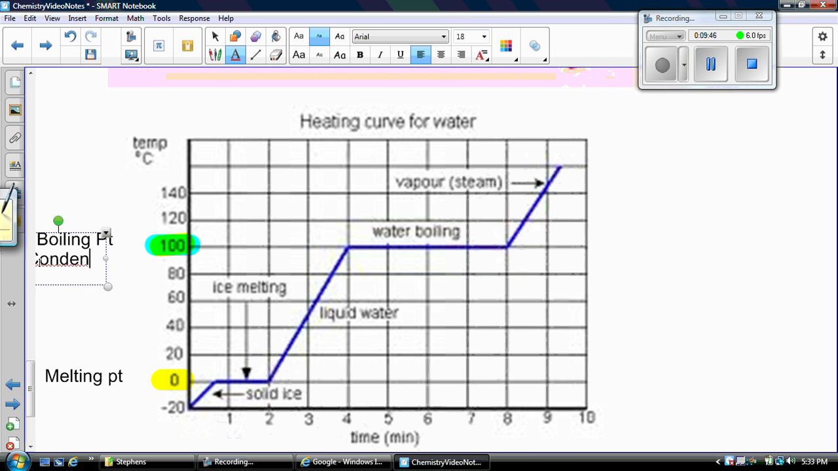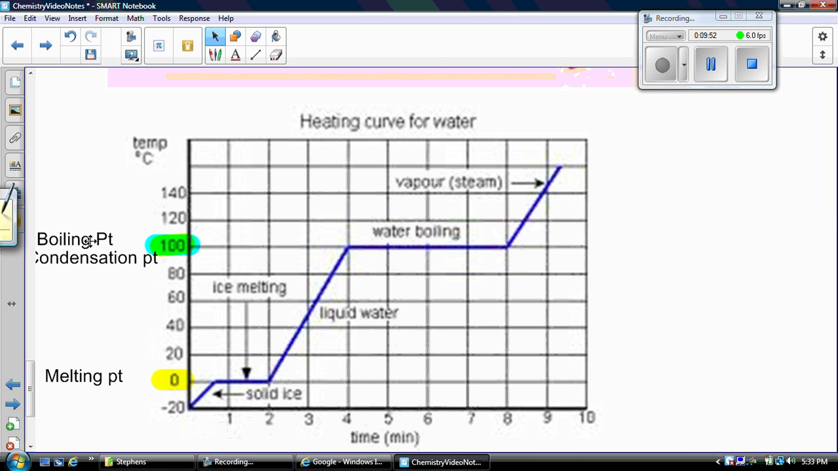So boiling point and condensation point are both at a temperature of 100 degrees Celsius. It's going to depend on whether you're adding or taking away kinetic energy, whether it's boiling or condensation point. So if you're adding kinetic energy, then that means that's our boiling point, 100 degrees. If we're taking away kinetic energy, it's the condensation point. That's where a gas is turning back into a liquid.